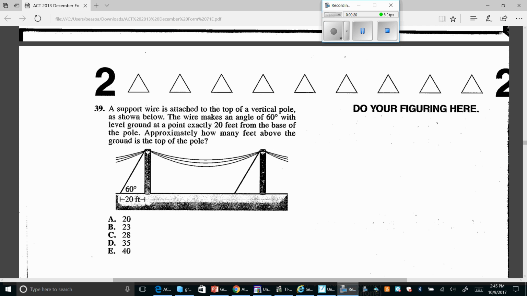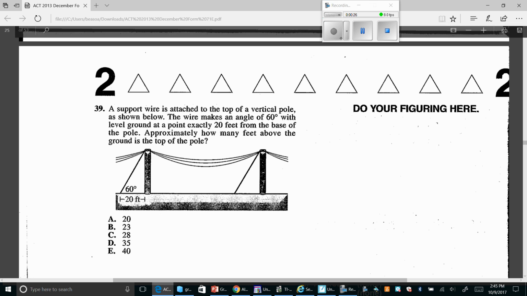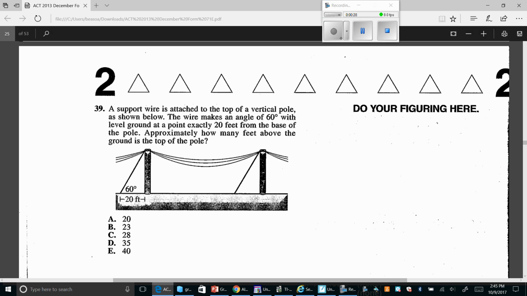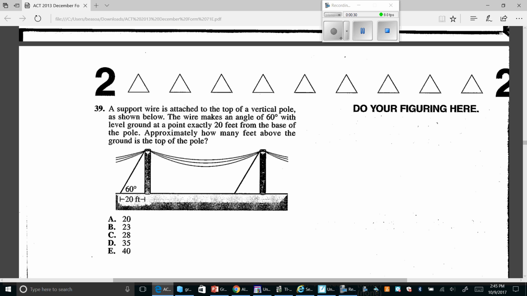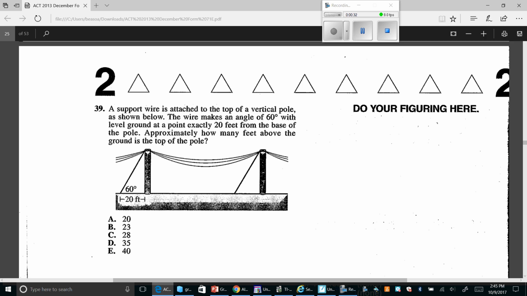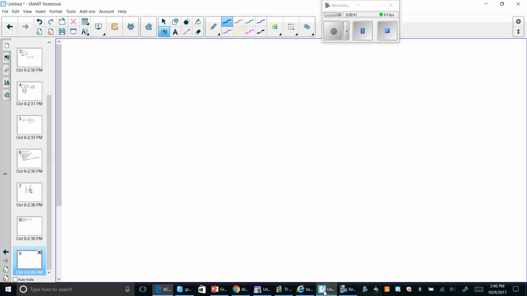Two ways you can do this. You can know your rules for 30, 60, 90 right triangles. So if you know this is a right angle, this will be a 30, and the short leg times the square root of 3 gives you the longer leg, if you know those ratios. If not, you have 60 degrees, and I'm looking for this height, so I can use trig. So this is 20, this is 60 degrees, and I want to know this.